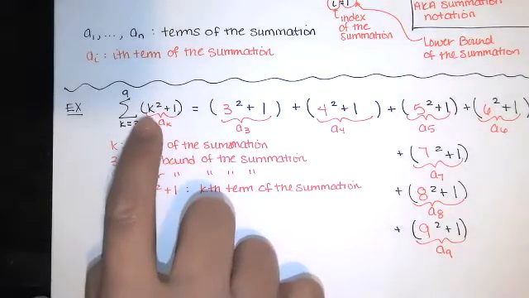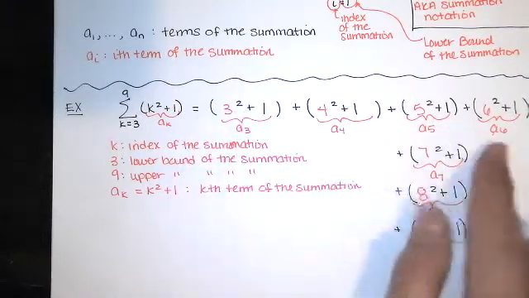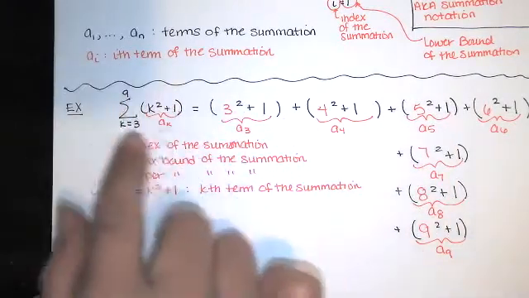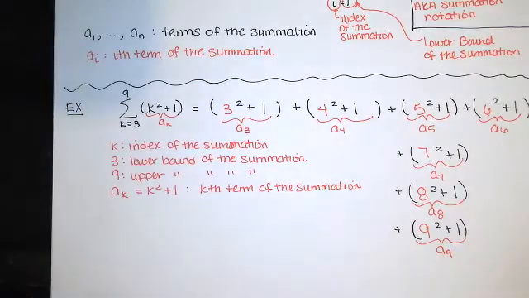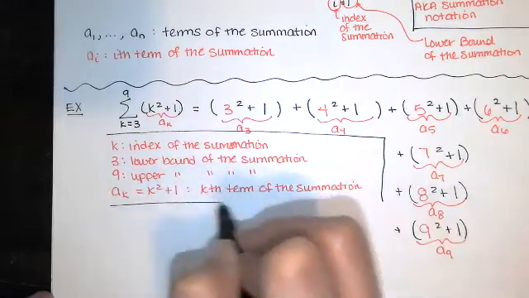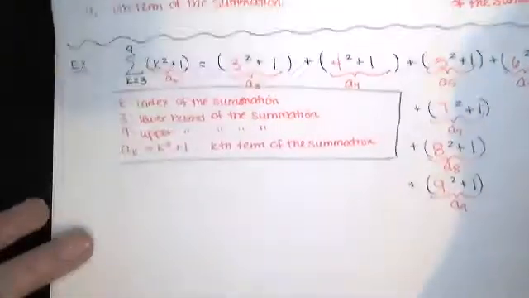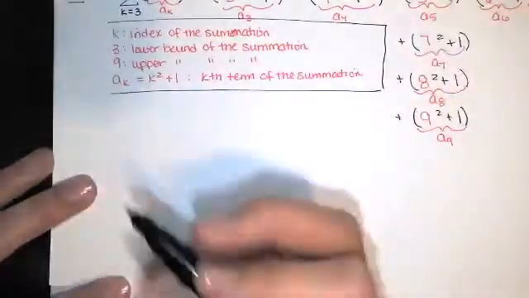So this summation is shorthand for this. You can see why a person wouldn't want to write this when you could just as easily write this and mean exactly the same thing. Now, if I want to find the value of this summation, then I actually have to figure out what a sub 3 through a sub 9 are.